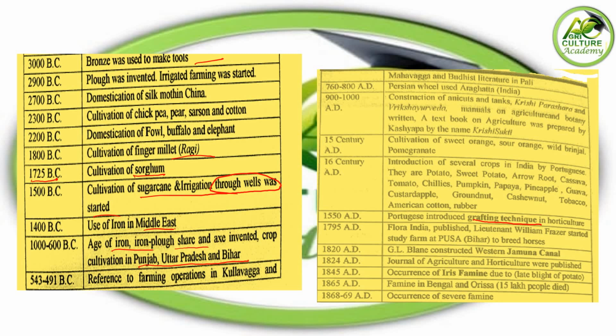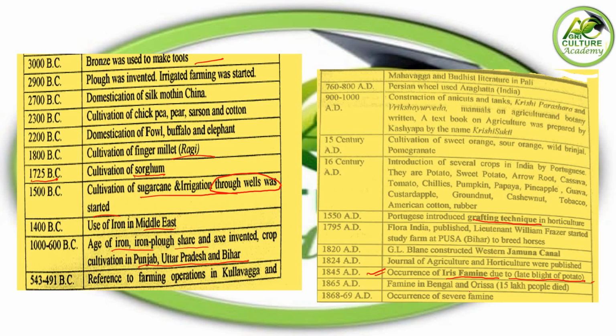In 1795 AD, Flora Indica was published. Lieutenant William Fraser started a study farm at Pusa, Bihar to breed horses. Then in 1824, the Journal of Agriculture and Horticulture was published. In 1845 AD, occurrence of the Irish famine due to late blight of potato. This is so important. Irish famine due to late blight of potato, 1845 AD. Asked several times in different exam questions.